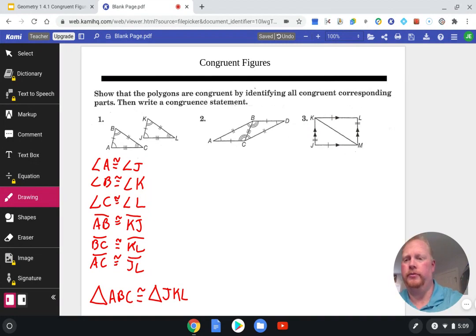Let's do another example. So again, we can start anywhere that we want. So for problem number 2, let's start with side AB. Side AB has the double dashes. So I look over here to the double dashes, and that's side CD. Next side, let's do AC. AC has the single dash. BD has the single dash.